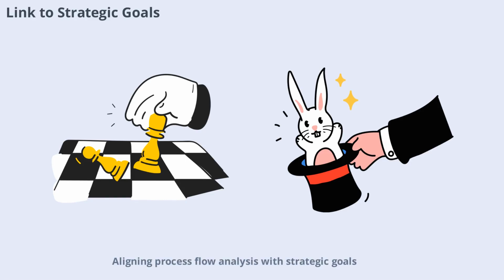Aligning process flow analysis with strategic goals ensures that improvements support the organization's long-term vision. By focusing on processes that drive key outcomes, organizations can prioritize efforts and maximize impact. This alignment creates a clear connection between daily operations and overall success.